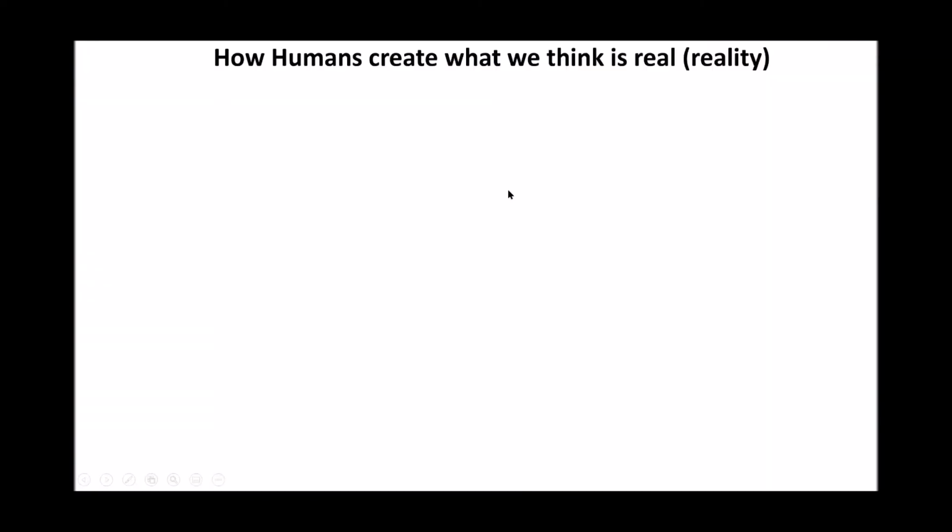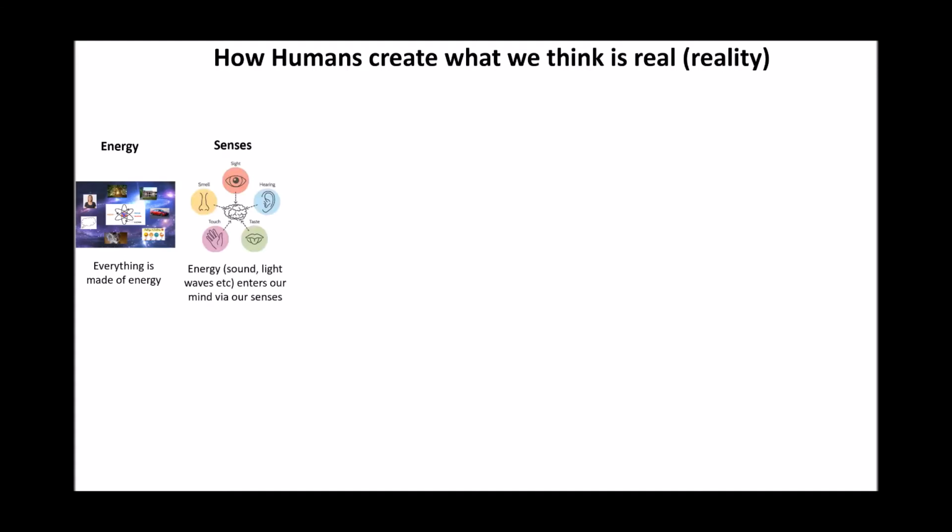So here we go. The first thing I discovered, and I think most of us know this from our schooling, is that everything that exists, that we can see and also can't see, is made of energy. All animals, plants, human beings, the space in between, cups, cars, everything contains atoms. It's all made of energy. What happens is that energy is transferred into our bodies via our senses.